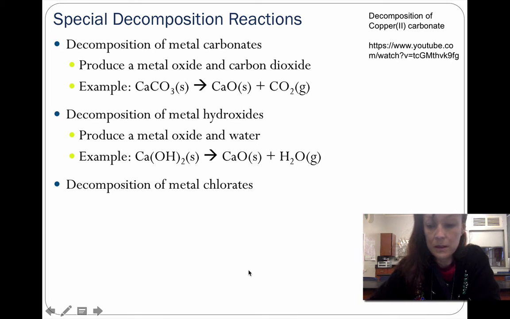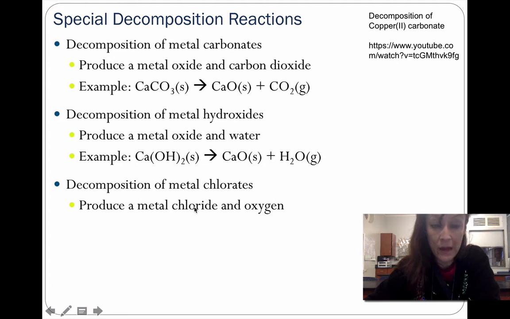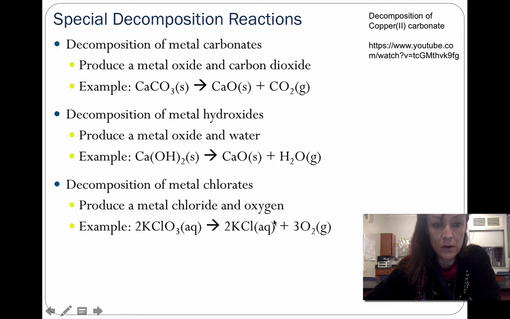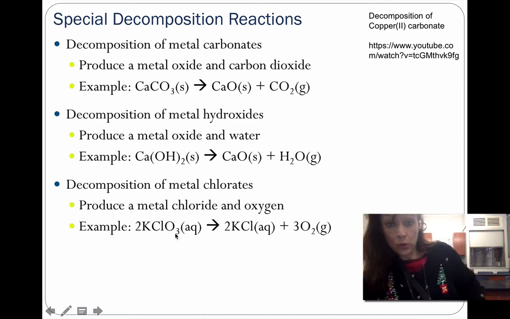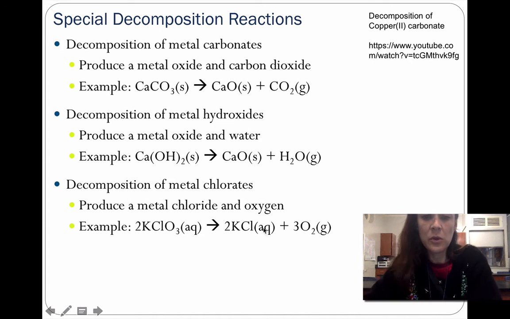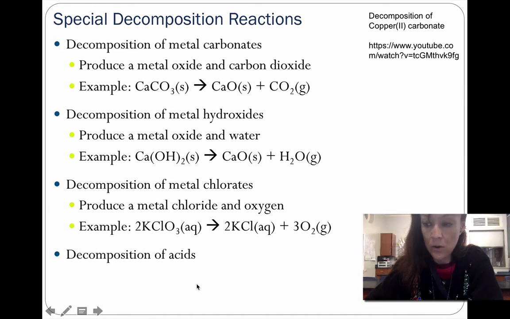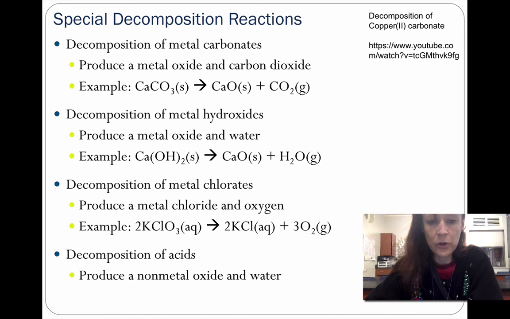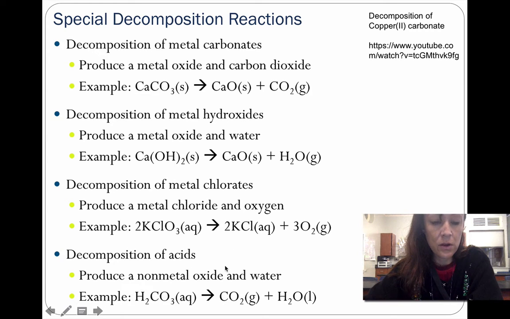Metal chlorates, same sort of idea. Metal chloride is simpler than the chlorate, and oxygen is released. For example, potassium chlorate is going to break down into potassium chloride and release some oxygen. Or decomposition of acids, similar. So they're going to make our non-metal oxide and water. So we'll get to see that all throughout the year. So here's your carbonic acid, can break down into carbon dioxide and water.